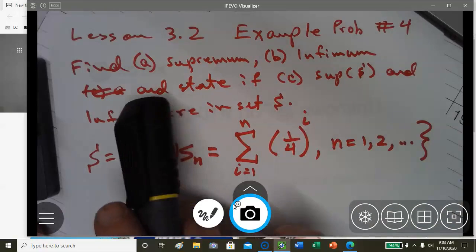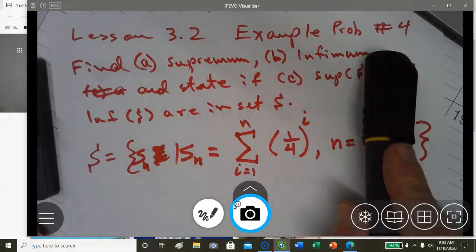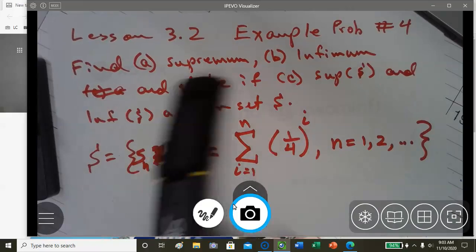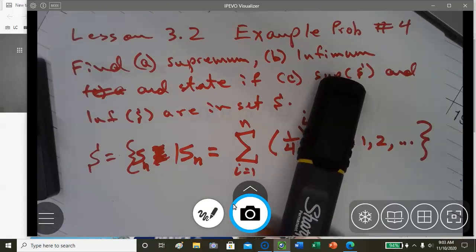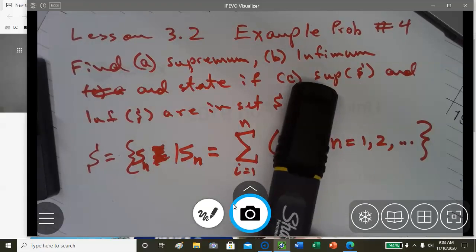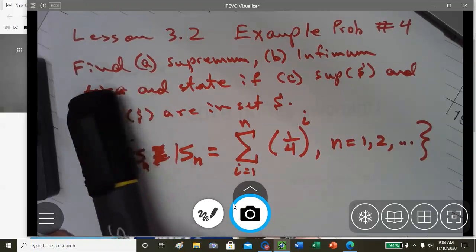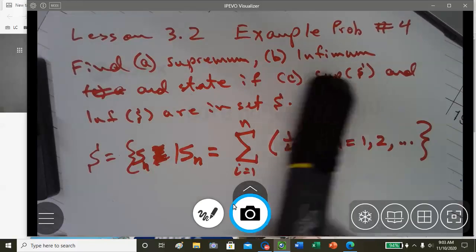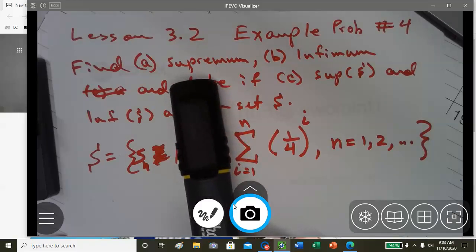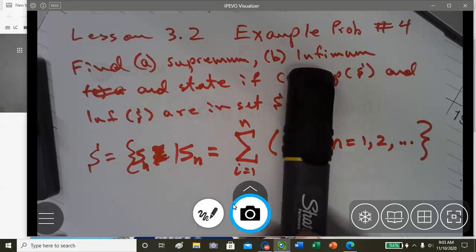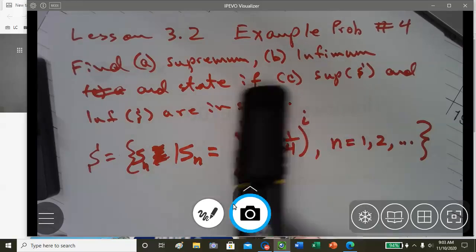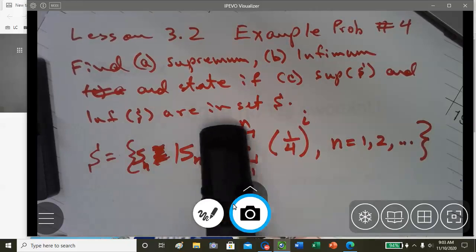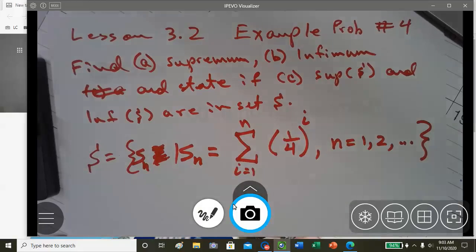Of lesson 3.2, and we're going to go over example problem number 4. I modified the instructions to the homework a little bit on this video, but they basically mean the same thing. We want part A, we want to find the supremum, the least upper bound, and the infimum, the greatest lower bound, and state if the supremum for set S and infimum for set S are in set S.